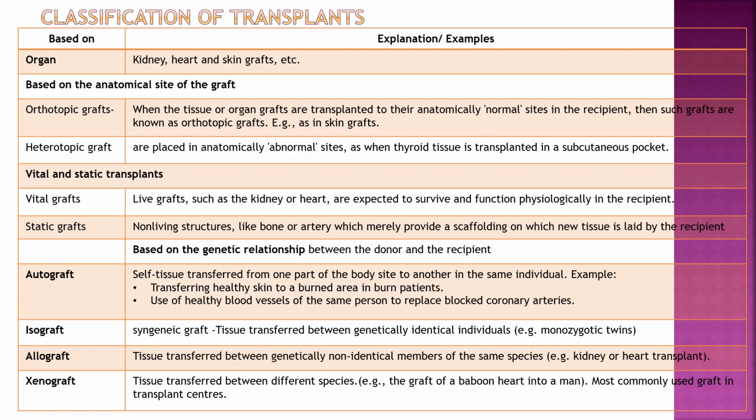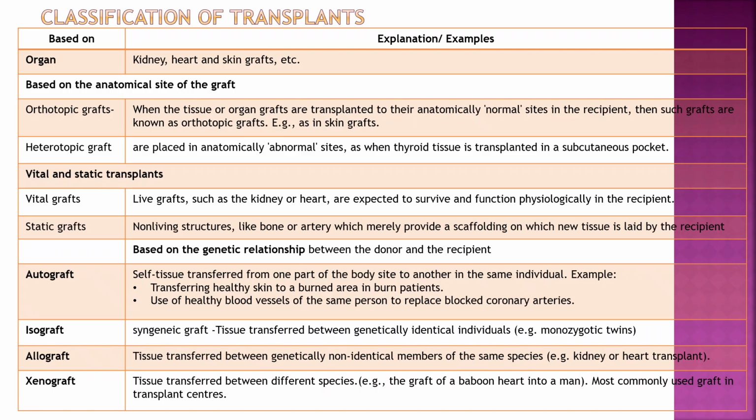Based on anatomical site of graft: orthotopic grafts are tissue or organ grafts transplanted to their anatomically normal sites in the recipient, for example skin grafts. Heterotopic grafts are placed in anatomically abnormal sites, as when thyroid tissue is transplanted in the subcutaneous pocket. Vital or static transplant: vital grafts are live grafts such as kidney, heart, expected to survive and function physiologically in the recipient. Static grafts are non-living structures like bone, artery, which merely provide a scaffolding on which new tissue is laid by the recipient.